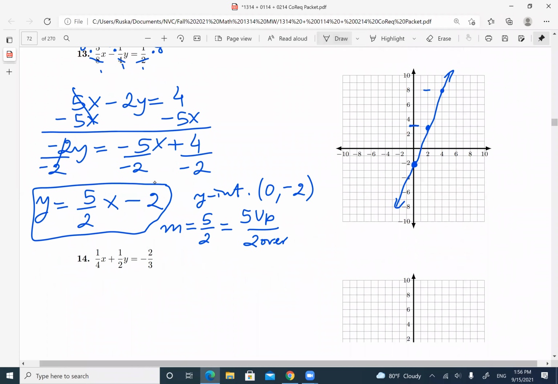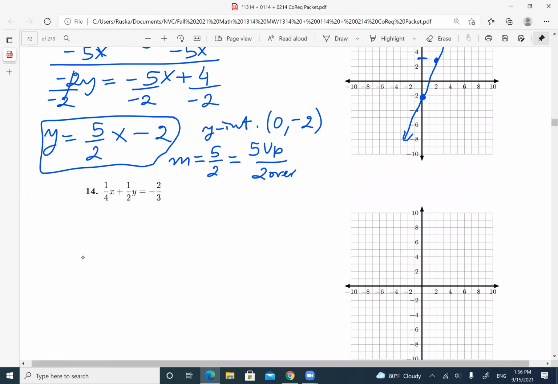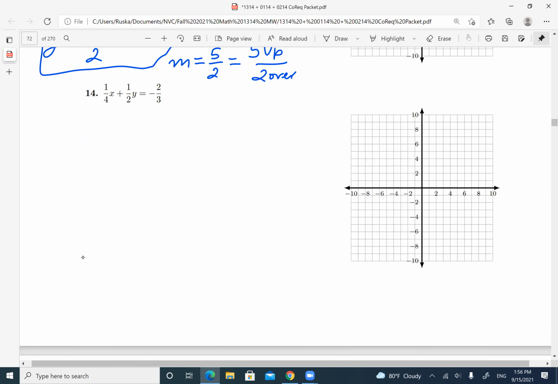Okay, next one is 14. And 14, we're doing the same way. I'm gonna graph this. Do you want to graph this or let's do it real quick. So what you're multiplying by, we're gonna get rid of the fractions again. So denominators are 4, 2, and 3. What you're gonna multiply by? 12. Good job. That's right.